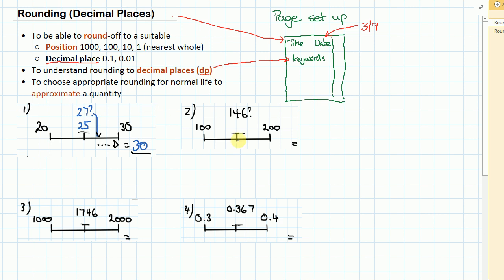So question 2, let's have a look. We're looking, where is it on the number line between 100 and 200? Well, we know halfway is 150. 146 is less than 150, so it's on the closer end to 100. Question 3, between 1,000 and 2,000, halfway is 1,500. 1,746 is bigger than that, so therefore we are closer to 2,000.